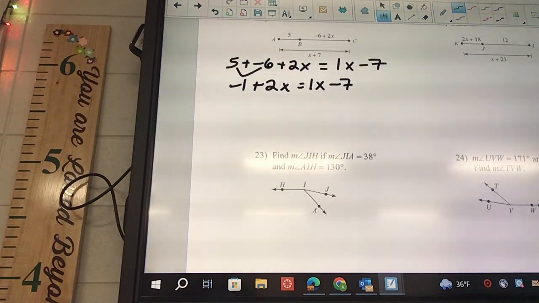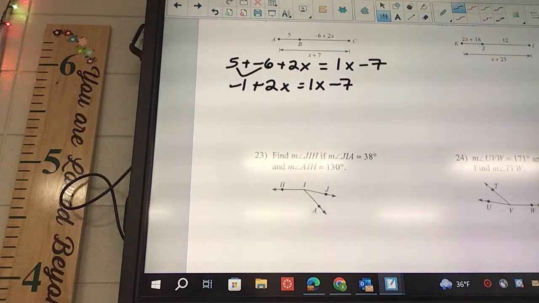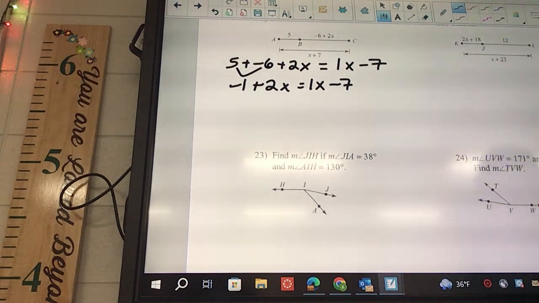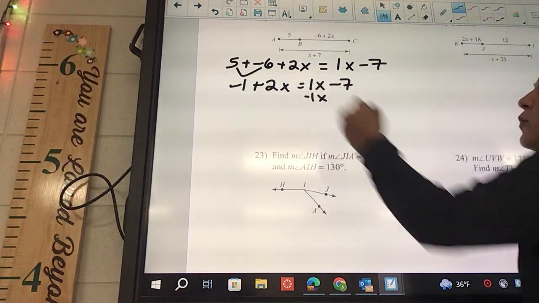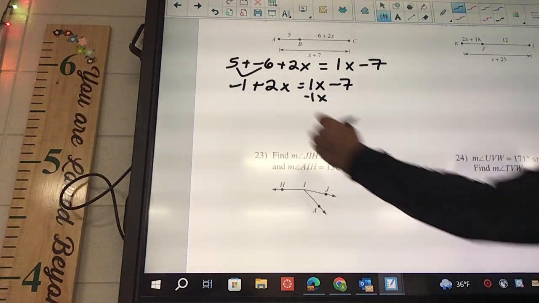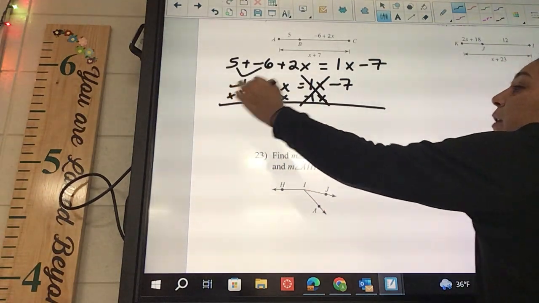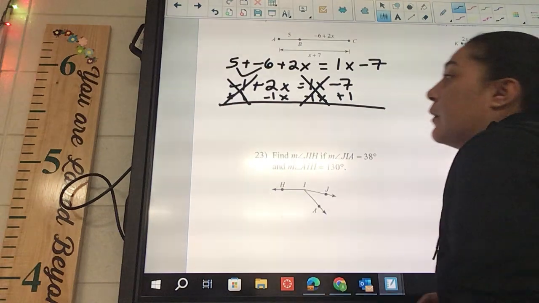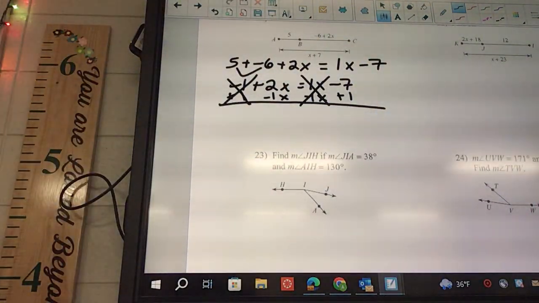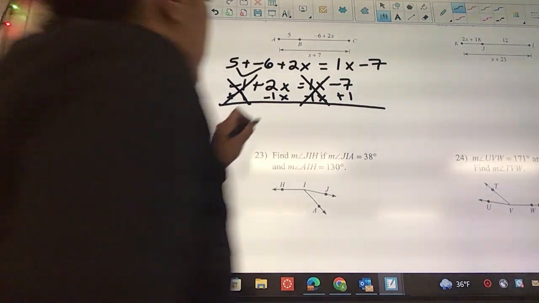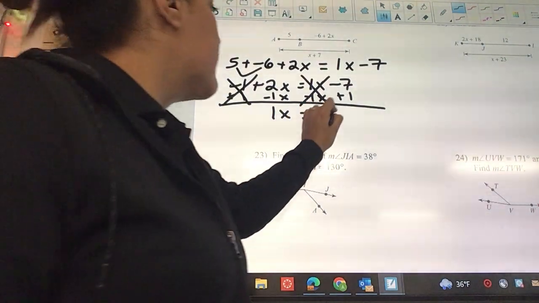Letters are going to go to the left, numbers are going to the right. So who needs moved? The 1x does need moved, so we're going to say minus 1x. What is it going to go under? Under the 2x. Who else needs moved? The -1. So we're going to say +1 and +1. Again, on both sides of the equal sign, I got two big x's. That's what it should look like. 2x minus 1x is going to be 1x. -7 plus 1 is -6.